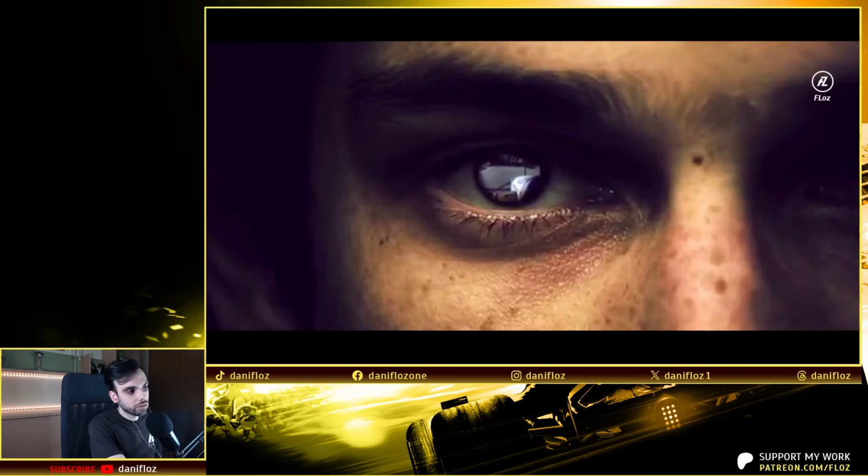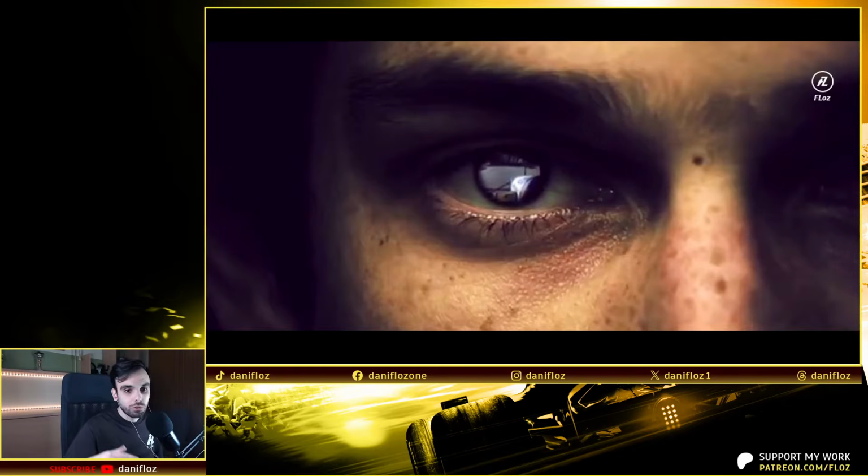This is the eye of Ayrton Senna, and inside of the eye is the onboard camera of the last corner he did. After this corner, he will crash and die.